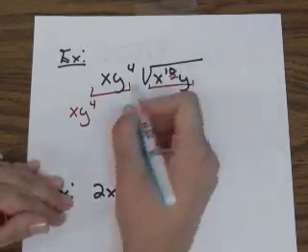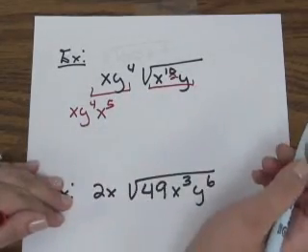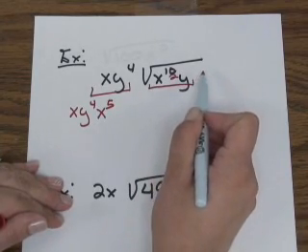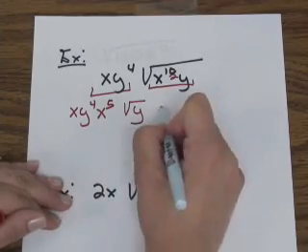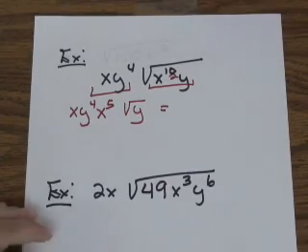X to the 10th becomes x to the 5th, because that is the square root of x to the 10th. And the square root of y, I cannot simplify that. It's going to get left underneath the radical symbol. Now, this isn't exactly wrong, but it's not complete either. What we need to do is simplify this product here.